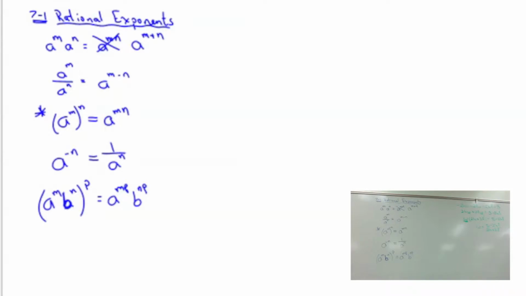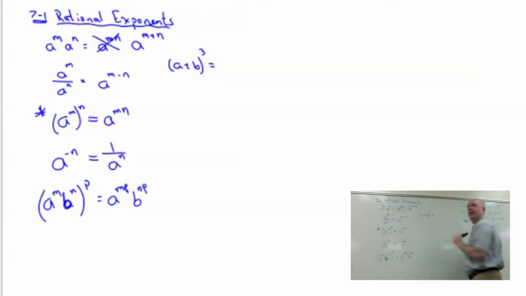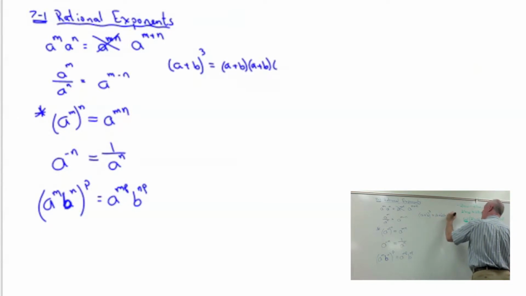So that last one is the one everybody messes up when they see something like a plus b raised to the third power equals, and that's the one that they mess up. A plus b raised to the cube has nothing to do with any of these because none of these have a plus or a minus. This one you have to remember is a plus b times a plus b times a plus b.